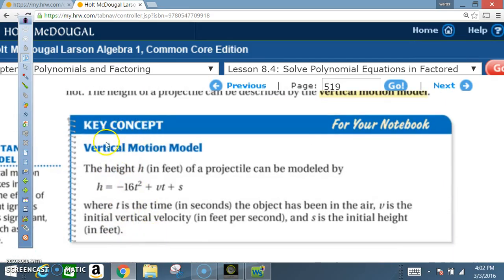Okay, key concept, vertical motion model. The height h in feet of a projectile can be modeled by h is equal to negative 16t squared plus v times t plus s, where t is the time in seconds the object has been in the air, v is the initial velocity in feet per second, and s is the initial height in feet. So s is the beginning height, h is the height in feet. All right? Get the key concept in your notes.